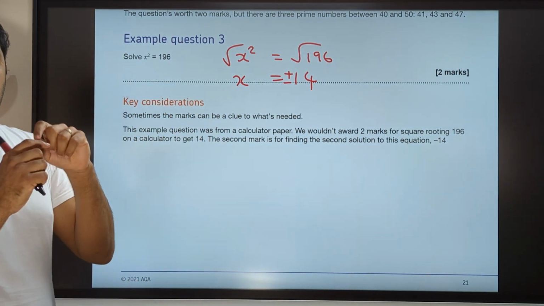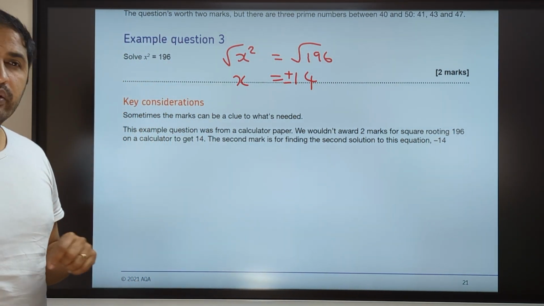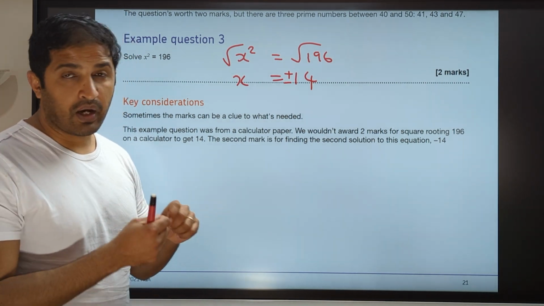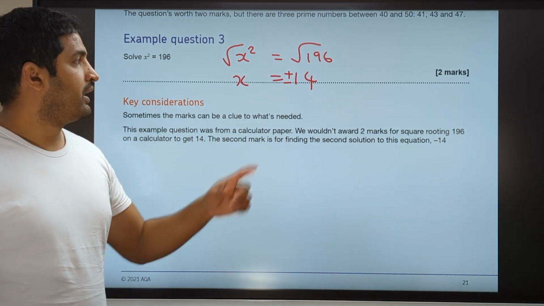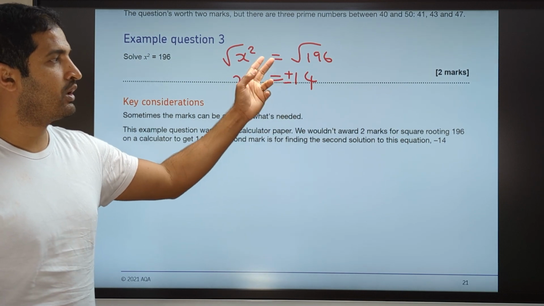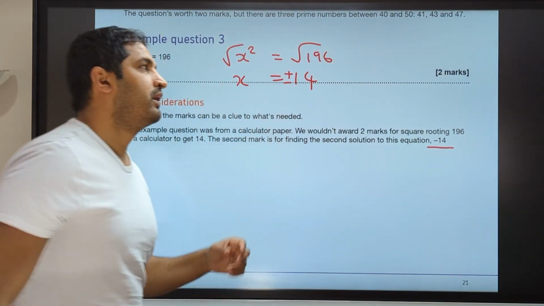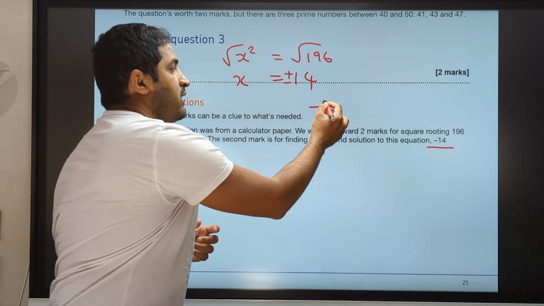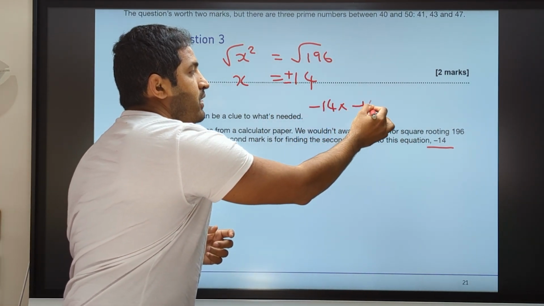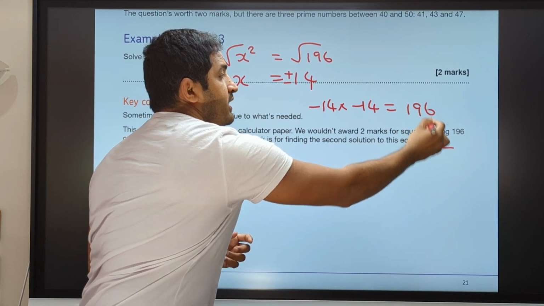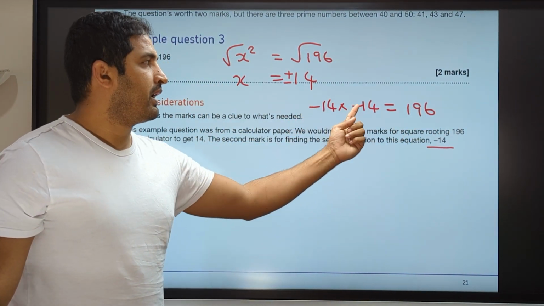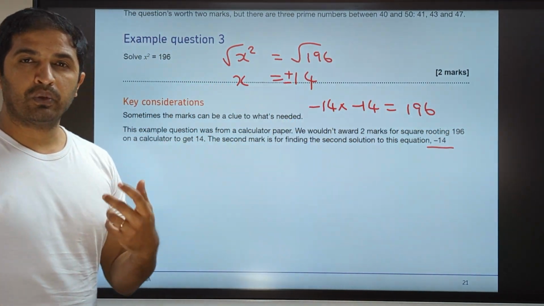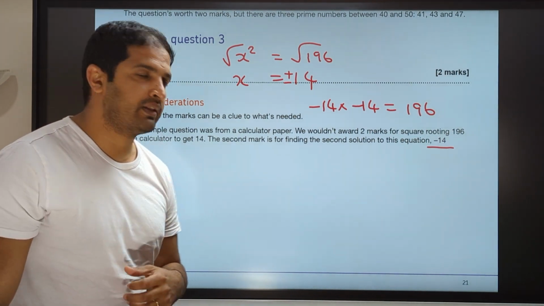Okay, when we're looking at the hypotenuse in the right-angled triangle, that was a length, so we ignore the negative 5. The same thing, we can't ignore it here. We have to include that negative 14 to get the full 2 marks. Why? Because negative 14 times negative 14 is also 196, because negative and negative gives you positive. When you multiply 2 negative numbers, you get a positive answer.